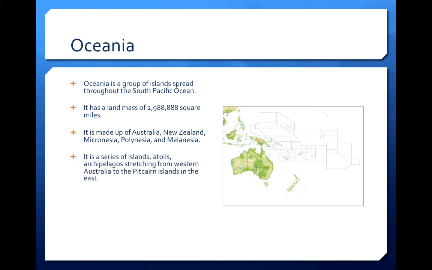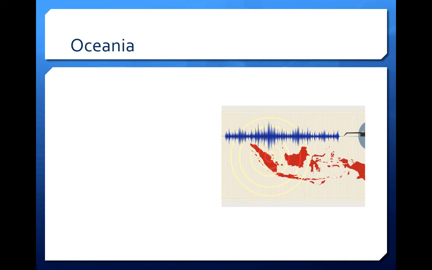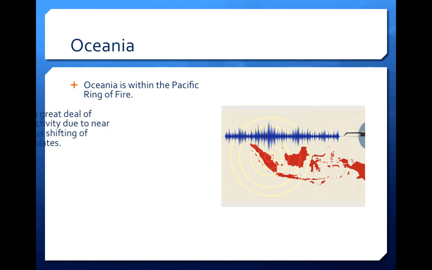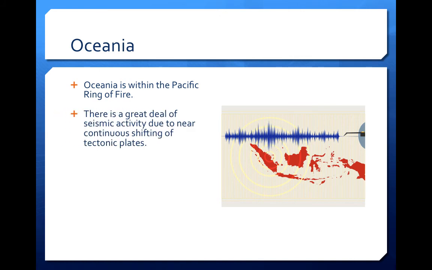It is a series of islands, atolls, and archipelagos, stretching from Western Australia to the Pitcairn Islands in the east. It stretches north to south, from the Northern Mariana Islands south to New Zealand. Oceania is located within the Pacific Ring of Fire. There's a great deal of seismic activity due to near continuous shifting of tectonic plates.